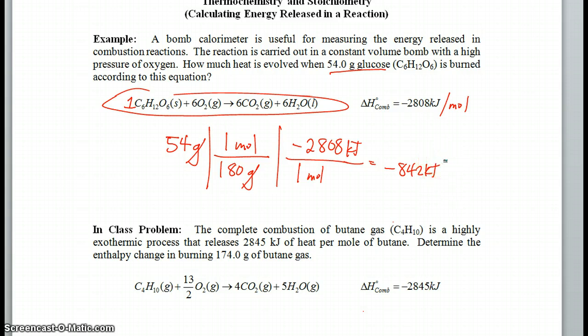Okay, so you should be able to solve the bottom one on your own, and you should end up getting negative 8,535 kilojoules.